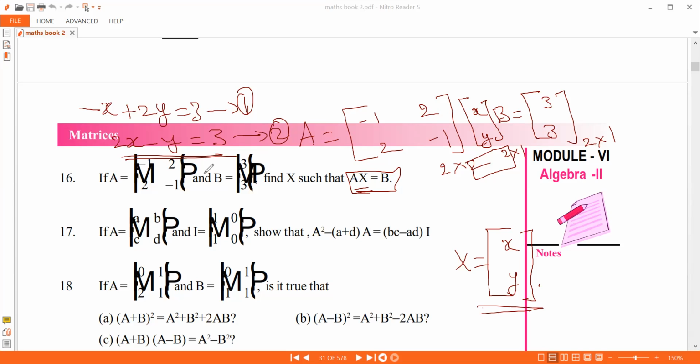A square plus BC. Very good. AB plus BD. And then CA plus BC. And then CB plus D square. Yeah, very good. And now can you find A plus D times A?